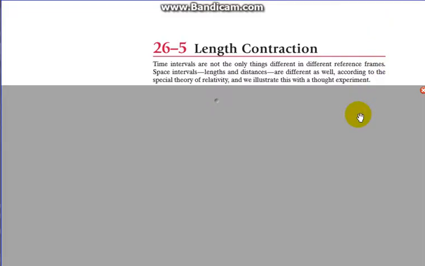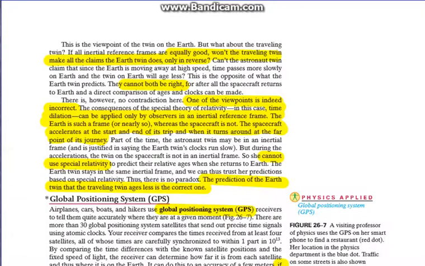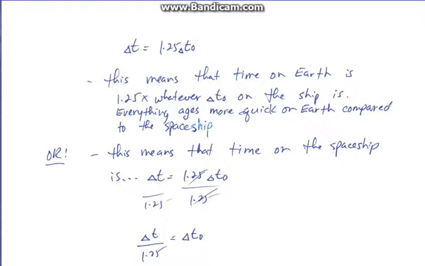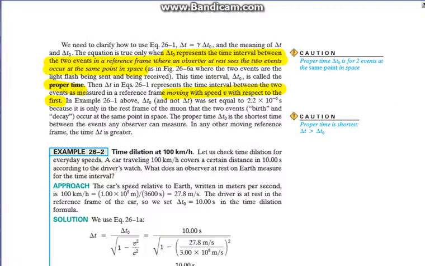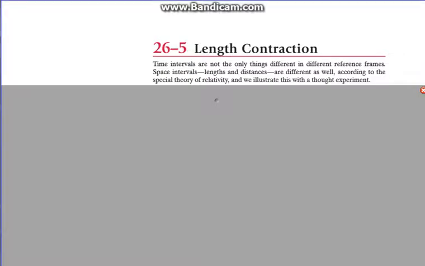Welcome back, Physics 30. This is section 26-5, length contraction. Previously we spent quite a few videos looking at time dilation, and one other thing that happens with special relativity is something referred to as length contraction.